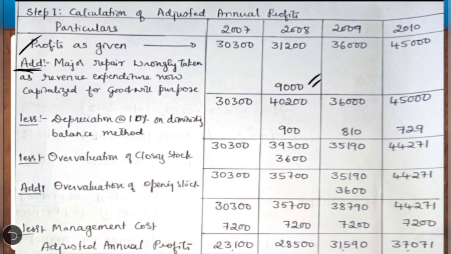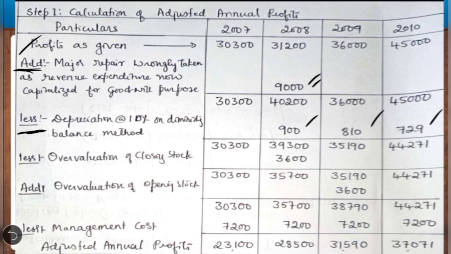Now, coming to the other adjustment which is relating to the first one, the depreciation was earlier not charged because it was taken as a revenue expenditure. Now you have to provide for the depreciation starting from the year 2008. Less depreciation at 10% on diminishing balance method, 900, 810 and 729. So these are the balances to be deducted. Again, you are going to have the balances 30,300, 39,300, 35,190 and 44,271. So we have completed with the first adjustment.